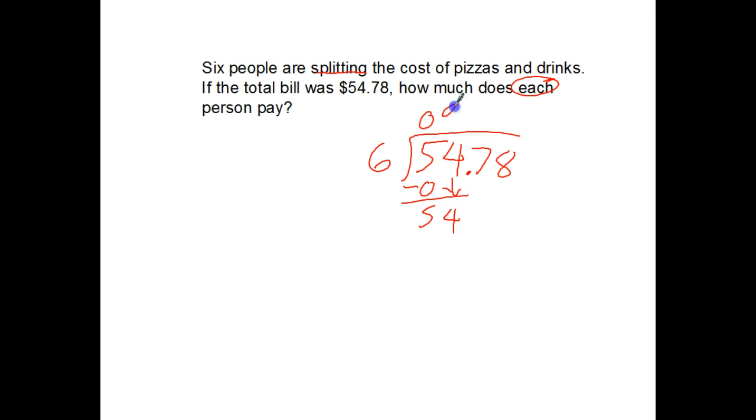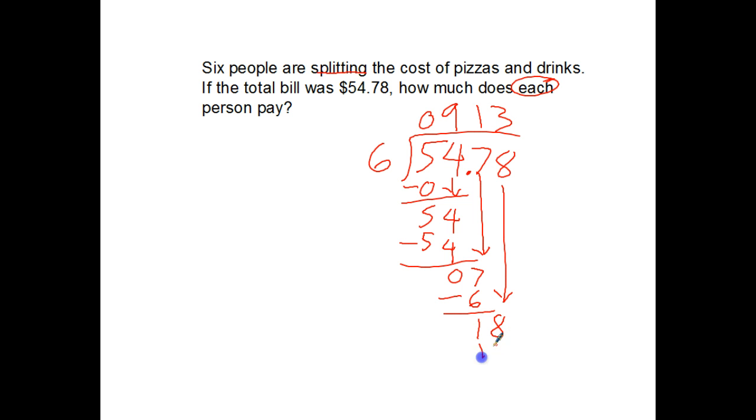In 54, I have 9 6's, and 9 times 6 is 54 exactly. Nothing left there. Bring down my 7. How many 6's in 7? One of them. 7 minus 6 is 1. Bring down my 8. There are 3 6's in 18.